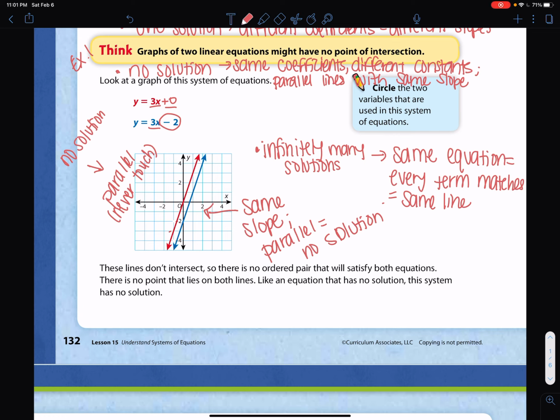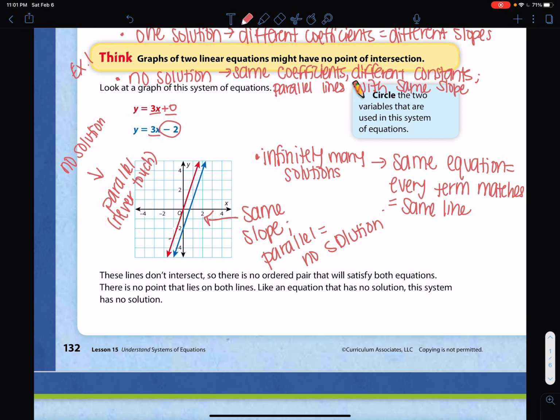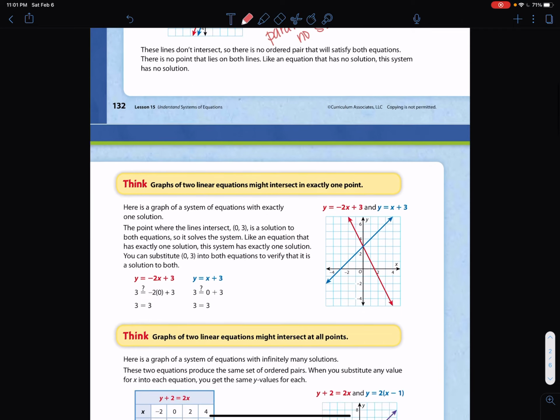All right, so reading this at the bottom, just to summarize what we just talked about, these lines don't intersect, so there is no ordered pair that will satisfy both equations. There is no point that lies on both lines. Like an equation that has no solution, this system has no solution. All right, so they said circle the two variables that are used in the system of equations. Of course, you saw that they were x and y. All right, moving on.